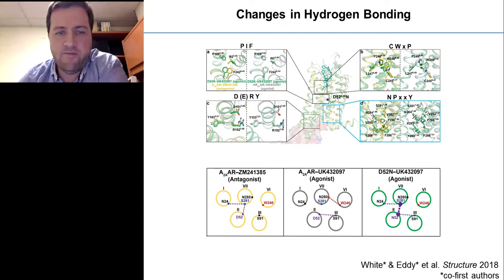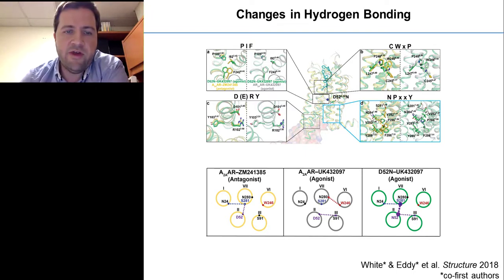Now, in the bottom figure, this is a cartoon representing hydrogen bonds between 5 of the 7 helices near this activation microswitch region. And this cartoon is comparing changes in hydrogen bonding. So on the left, we have hydrogen bonding for the antagonist complex, in which we have hydrogen bonds between helices 1 and 7 and 2 and 7. And you can contrast that to the middle diagram, where we see changes in the hydrogen bonding between helices 7 and 6 and 2 and 3.